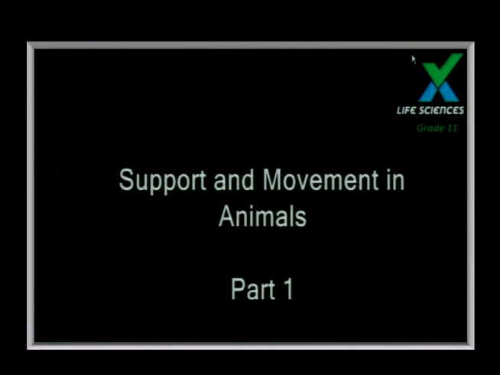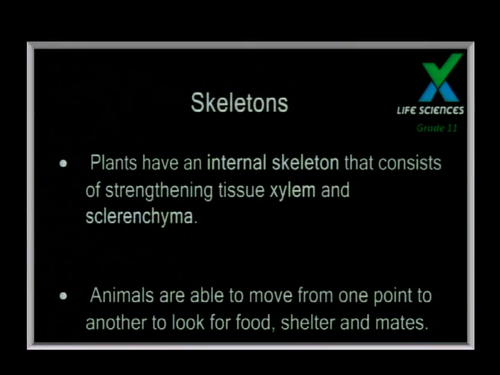But sclerenchyma or a similar type of tissue may. So we're going to look at what we have in animals which are going to assist in structure and support and also movement to be able to get from A to B. So we're looking at part 1, which clearly tells you that there are 2 or 3 or 4 parts to come. Okay, so we look at the skeletons.